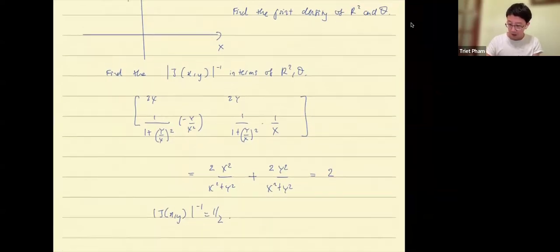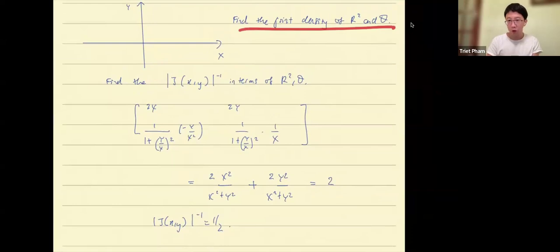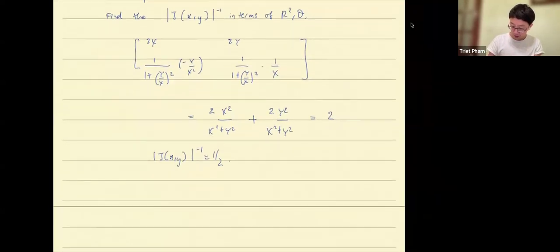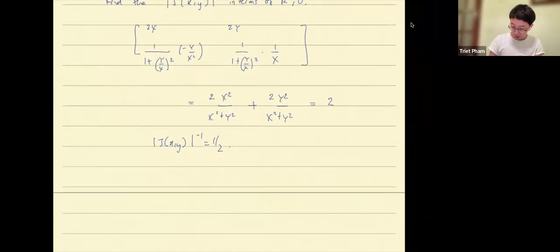And so how do you find the joint density of r squared and theta? Well, the original density will be 1 over 2 pi e to the minus (x squared plus y squared) over 2.